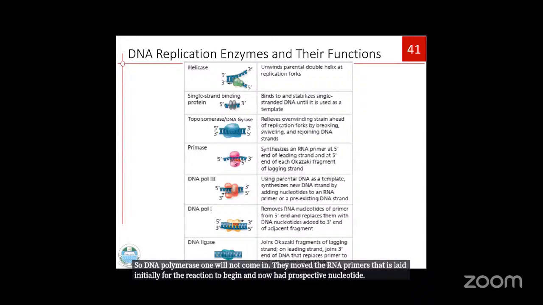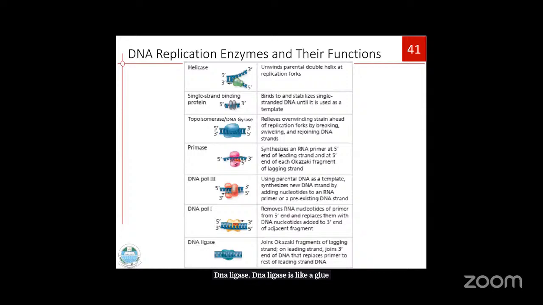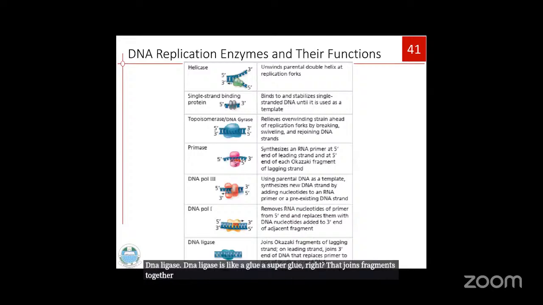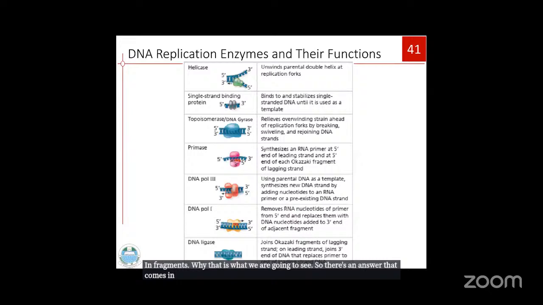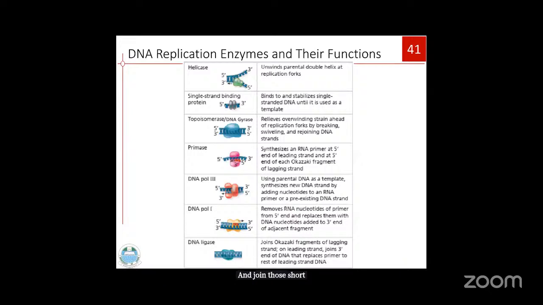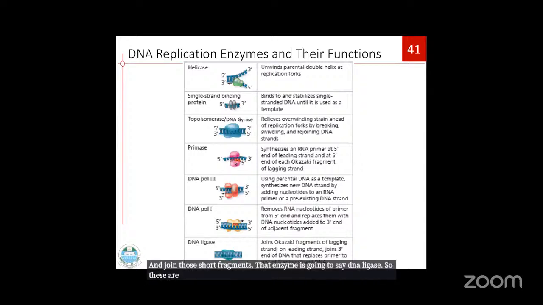DNA ligase. DNA ligase is like a glue, a super glue, right? That joins fragments together, because there is a strand known as a lagging strand whereby that strand occurs in short fragments, right? Why that is so we are going to see. So there's an enzyme that comes in and joins those short fragments. That enzyme is known as a DNA ligase. So these are DNA replication enzymes and what they do. You may want to read them up later.